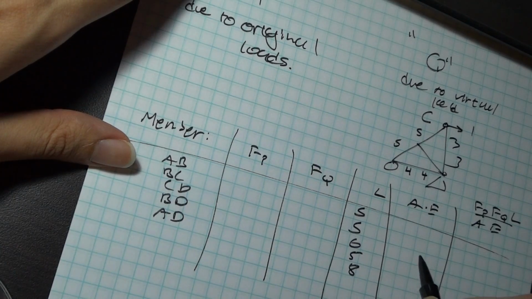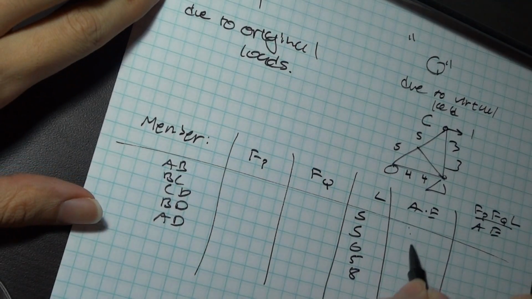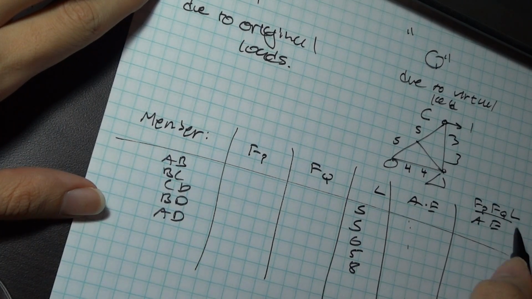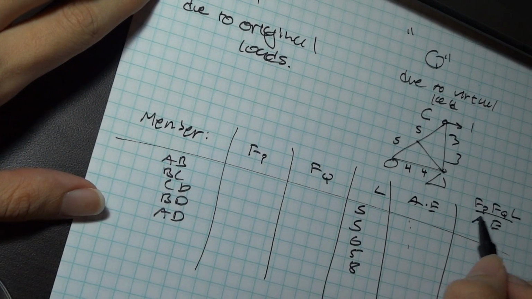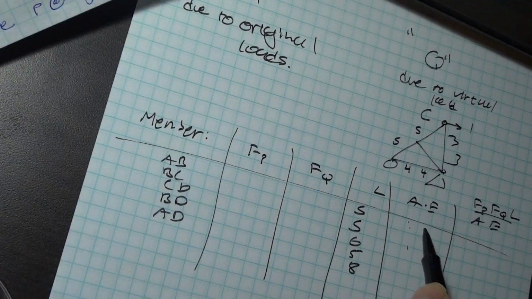A and E are constants which are given here. Right, so I'd plug that in. I would multiply everything out. So I would take FP, FQ times L, divide that by AE.